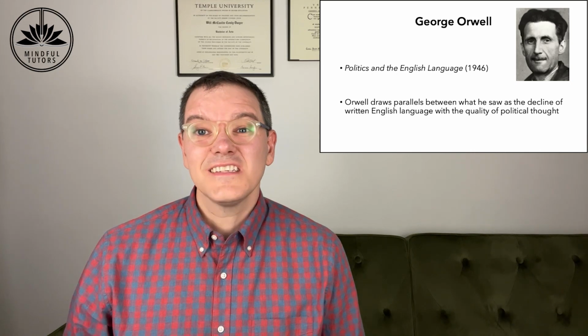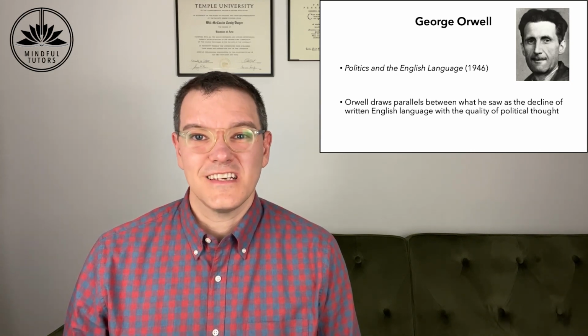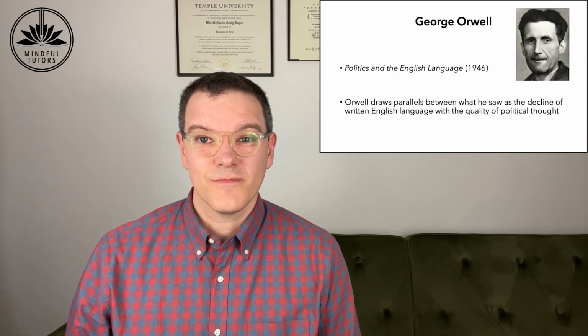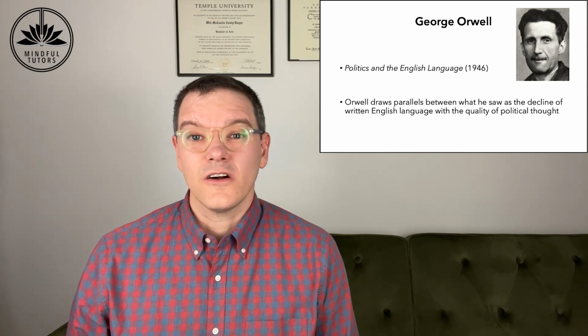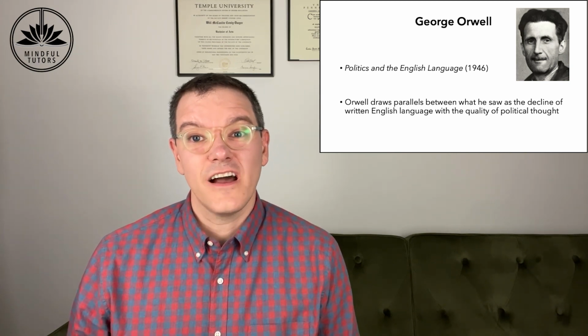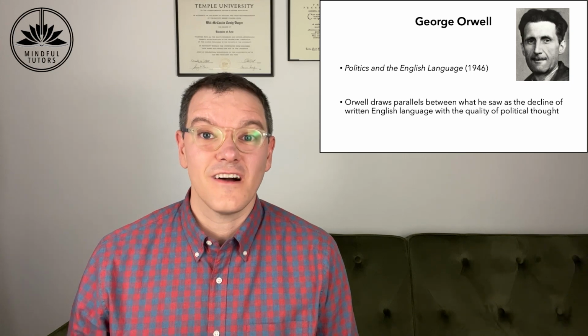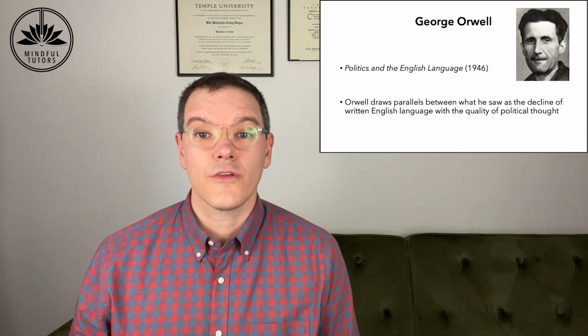Now, in 1946, Orwell published an essay titled Politics and the English Language. In the essay, he drew parallels between what he saw as the decline of written English language and the decline in the quality of our political thought.